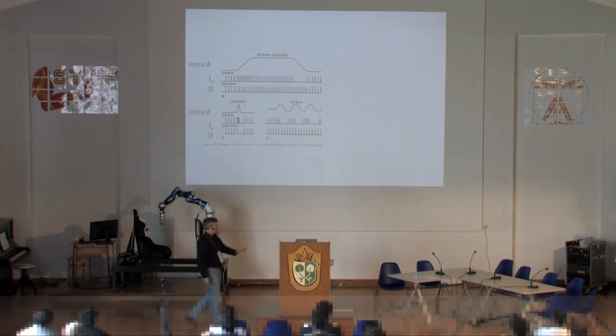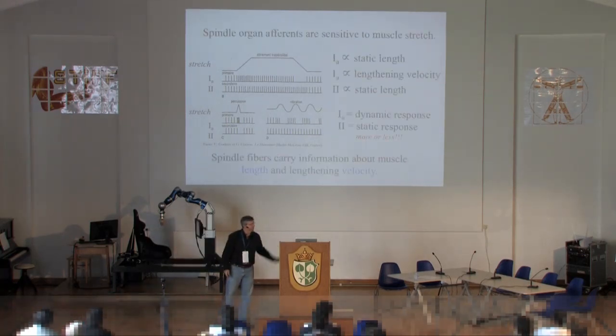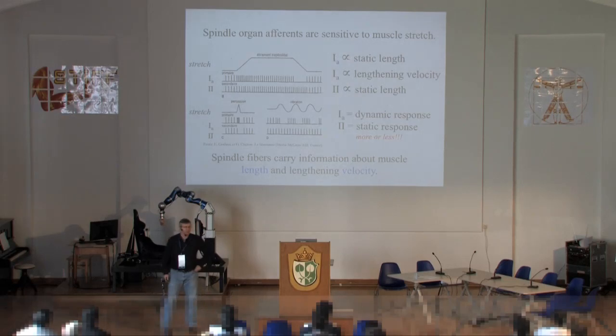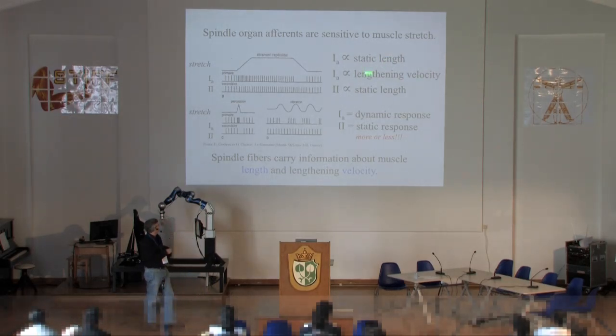So as an extremely gross simplification, and don't quote me on this, what you can find is that the 1A fibers are more or less proportional to static length, more or less proportional to the lengthening velocity. Those type 2 fibers are more or less proportional to static length. All right. Another way to say that, 1A are dynamic responses and 2 are static responses. But what's important here is that this information is there. The spindle fibers carry information in some form about the length of the muscle and about its lengthening velocity.